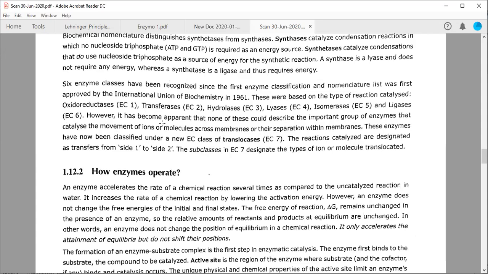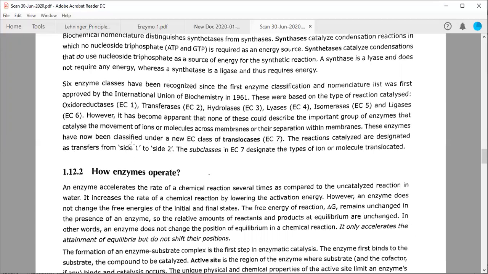and then they felt there is another category of enzymes, for example those which catalyze the movement of ions or molecules across the plasma membrane, which we cannot classify in these six classes. So they made a new class with international agreement, where biochemists and molecular biologists from around the globe made one more class. These are called translocases. The reactions catalyzed are designated as transfer from side 1 to side 2.